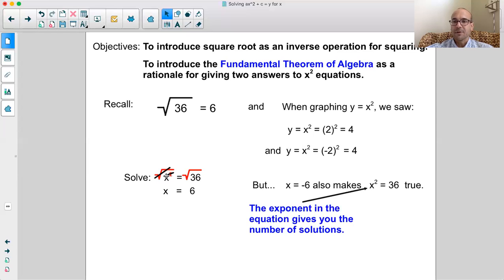And admittedly, sometimes 2 answers is a little bit of a stretch, but for this class, 2 answers is what we want to do. So how are we going to handle it then? We are going to be determined that when we take the square root of both sides, you have to think of the positive square root or the negative square root.